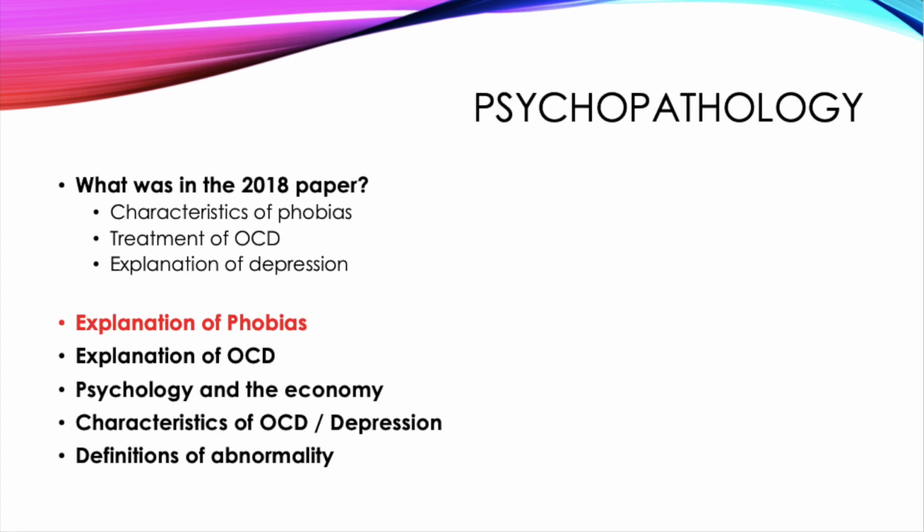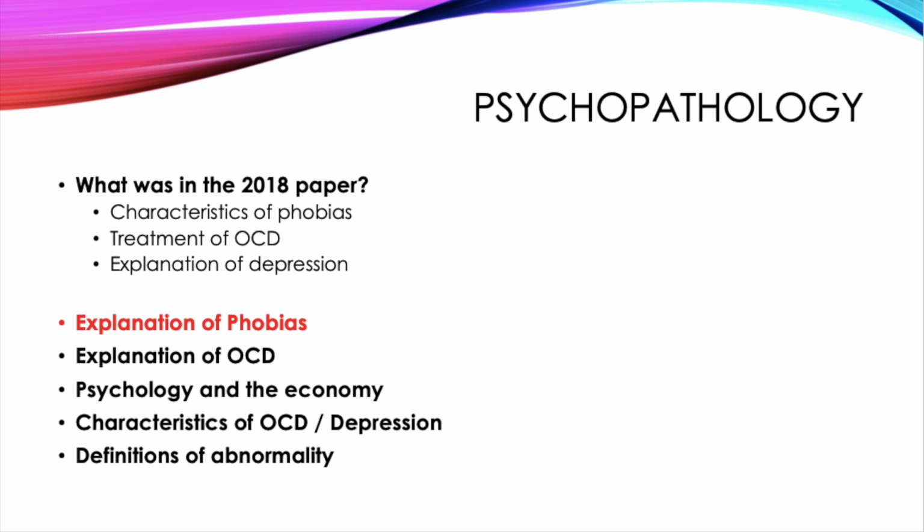Psychopathology. So what was in the 2018 paper for this section? There are a few questions on the characteristics of phobias. There was a question on OCD, and then also a question on the explanation of depression. So what do I think could come up in the 2019 paper for this section? You've got your explanation of phobias, so that's your two-process model with classical and operant conditioning. I think this one is most likely to be your 12 marker.